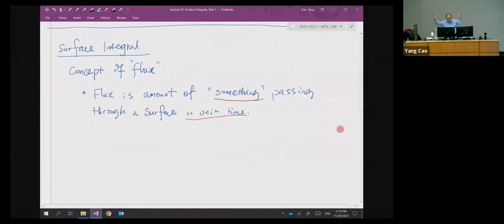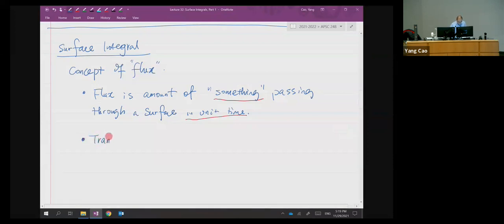If that thing is passing through the surface very fast, then you get more passing through it in unit time. If you have a bigger surface, then you also catch more of that passing through the surface. So there are different factors playing at it here, and we'll come to that. But that's basically what flux is. So it's not just the electric field or magnetic field, it could be anything.